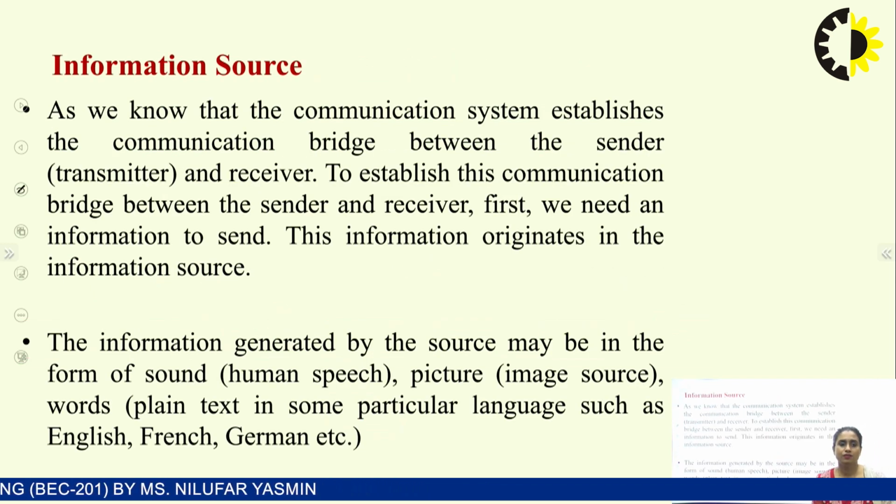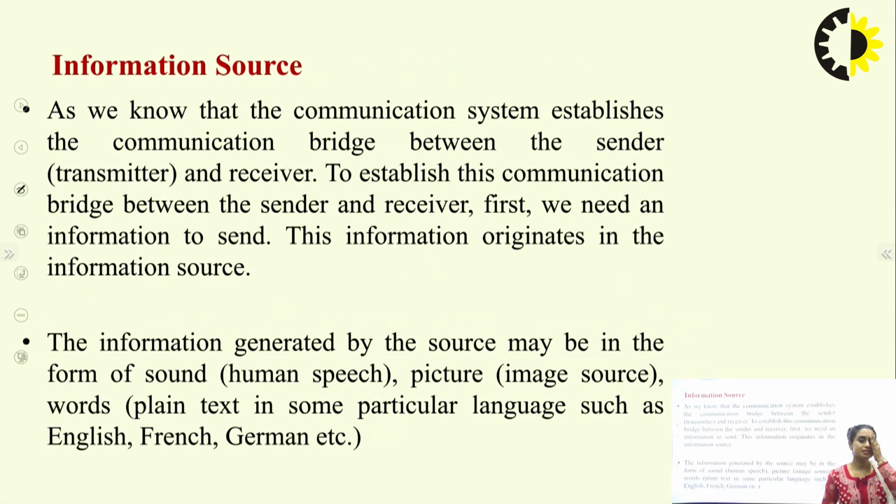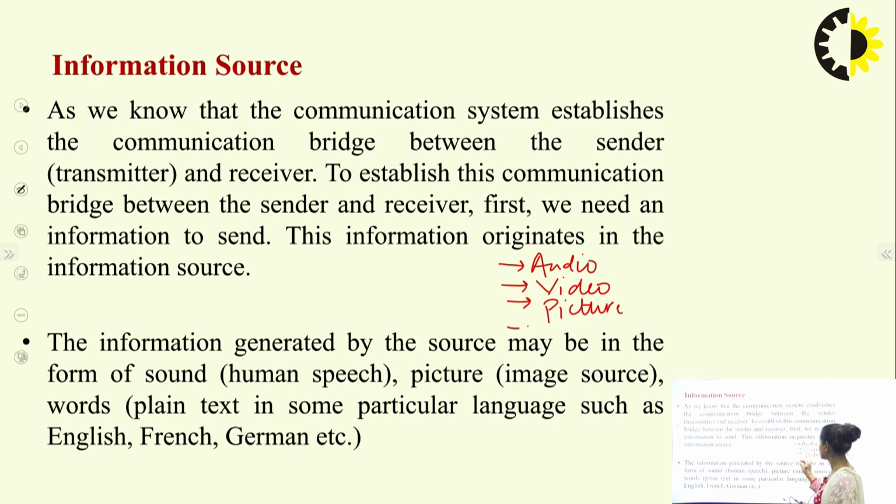What is the information source? As we know, a communication system establishes the communication bridge between the sender and the receiver. To establish this bridge, first we need information to be transmitted. This information could be audio, video, some picture, or simple text, various forms of message, right?